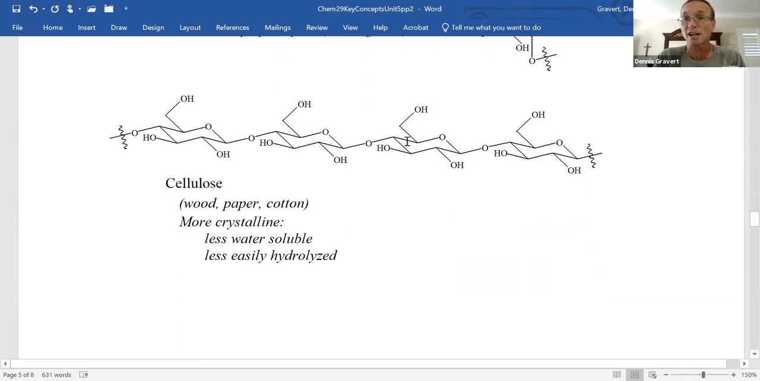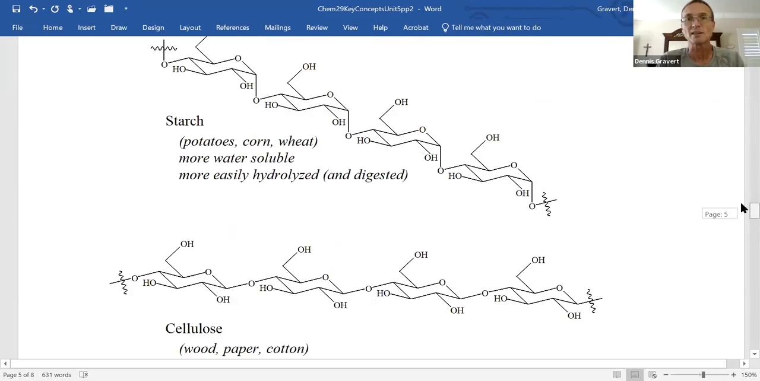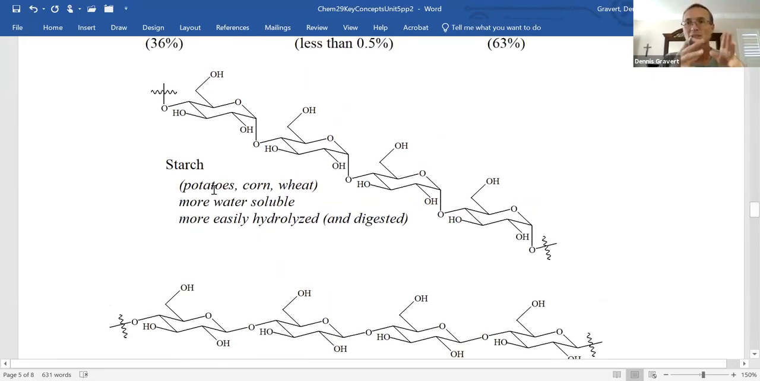But the straight chain allows these chains to stack and make some threads, very fibrous material, very strong material. Have you ever built anything out of starch? Well, maybe a mashed potato volcano, you can pour the gravy in it and you can build that. But starches are lousy building materials because of this alpha glycosidic bond.